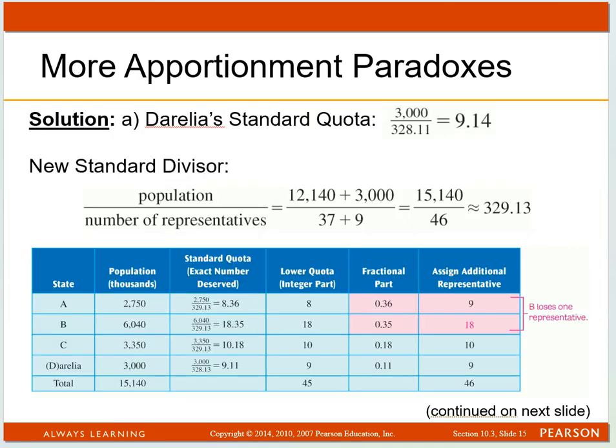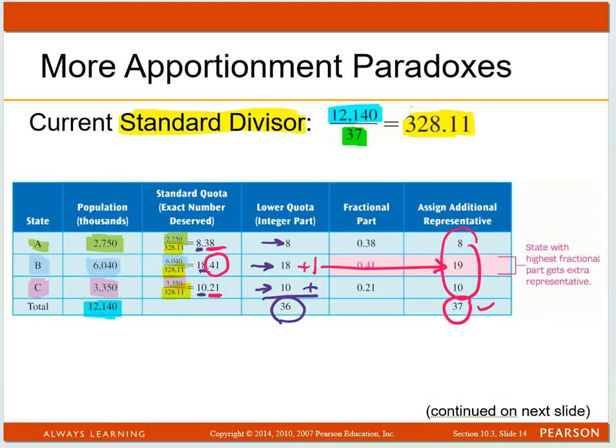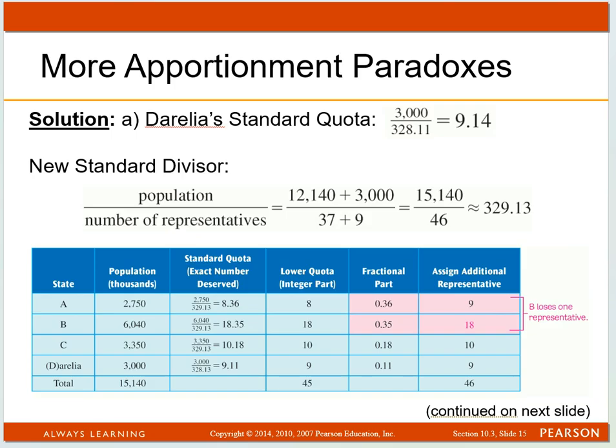Originally the standard divisor was 328.11. So what they do is they say, okay, you're a new state. Well, let's see how many seats you would require based on our old standard divisor. So they take the old standard divisor of 328.11 and they take state D's population, which is that 3,000, and divide it and get 9.14.